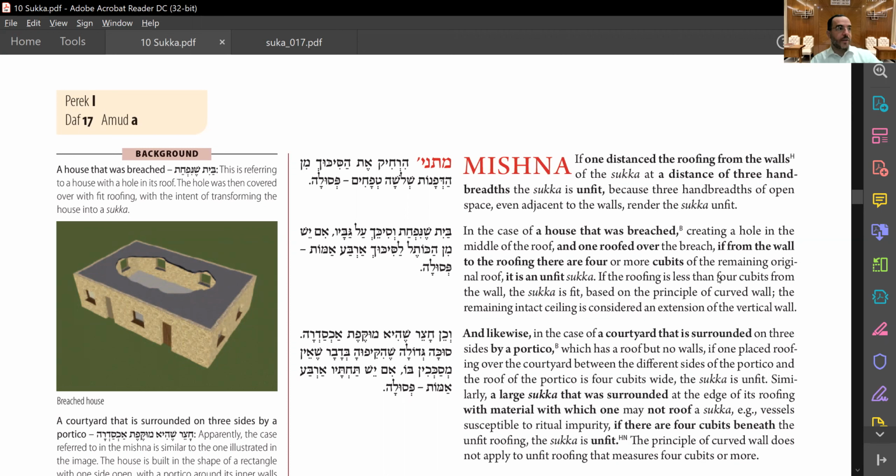Masechet Sukkah, Daf Yud Zayin, 17. We begin with the Mishnah at the top. Harichuk hirchik et hasikuch min hadefanot shelosha tefachim pesula.